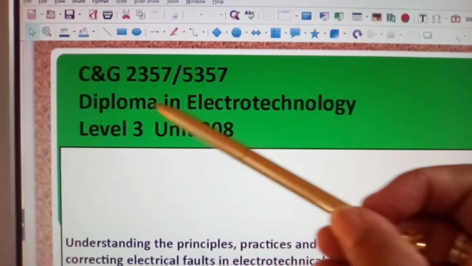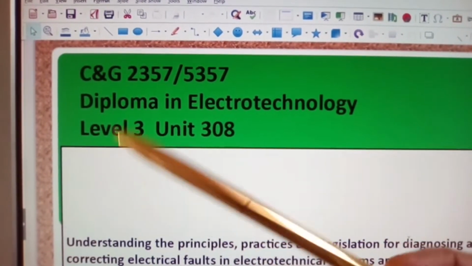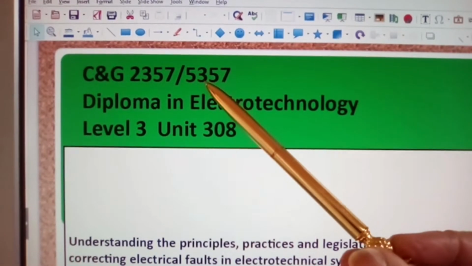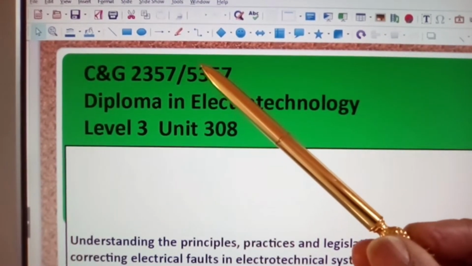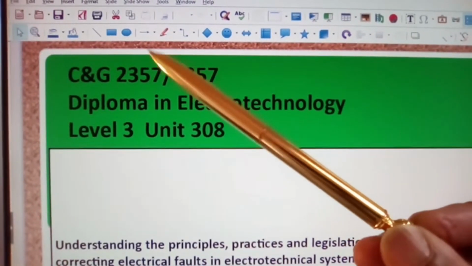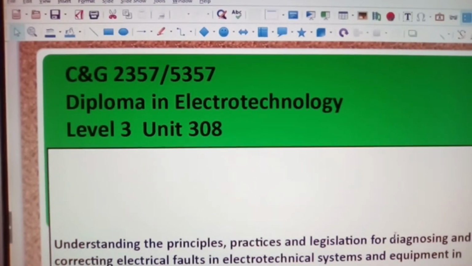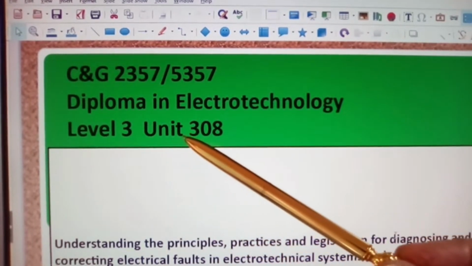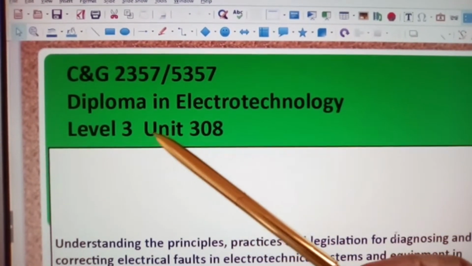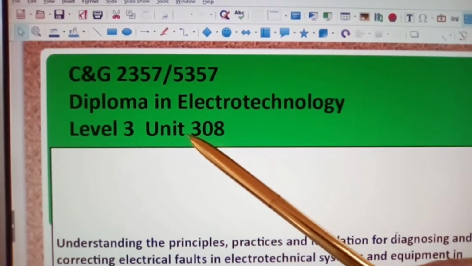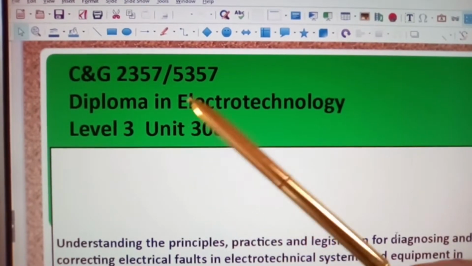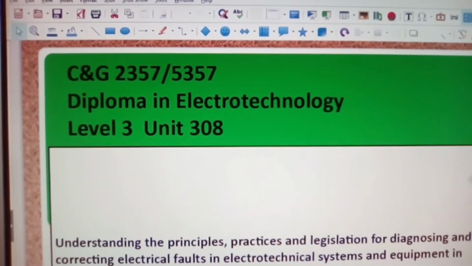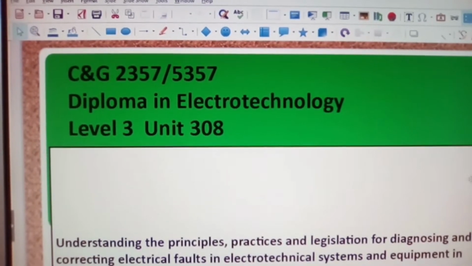City&Guilds 2357, 5357. Now, this became this number, okay? It is only the number that may have changed, but the knowledge and the information that you need remains the same. So please keep that in mind. Here we're looking at level 3, unit 308. Again, these units may have changed, but the knowledge and the technical data and information is still the same.